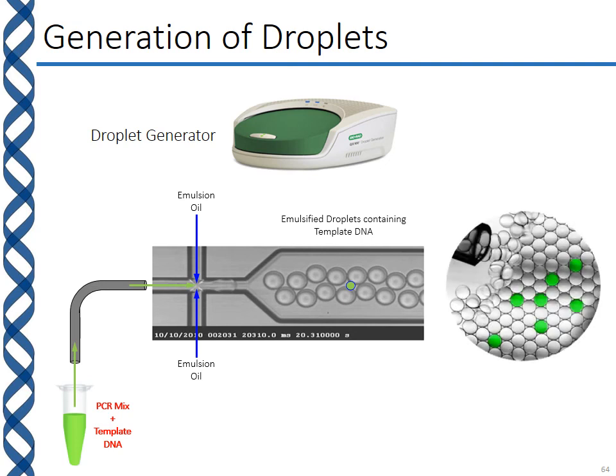After that, all those droplets are collected. Some of them will contain PCR mix with template DNA. The others may contain only PCR mix. That depends on the concentration of your template DNA within the PCR tube.